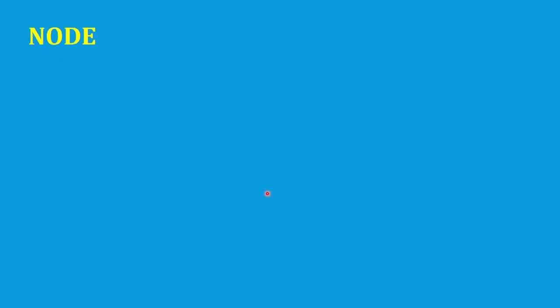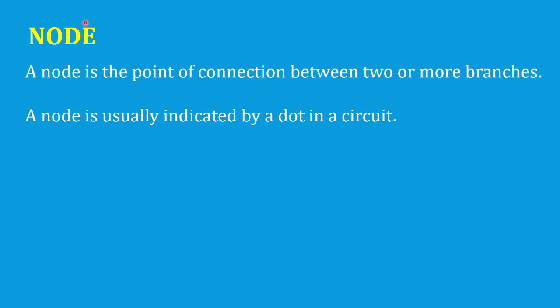The next important thing you should understand is what you mean by a node. A node is the point of connection between two or more branches. Just now we have seen what a branch is, and the point of connection between any two or more branches is called a node. A node is usually indicated by a dot in a given circuit.